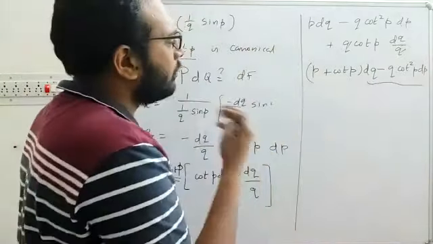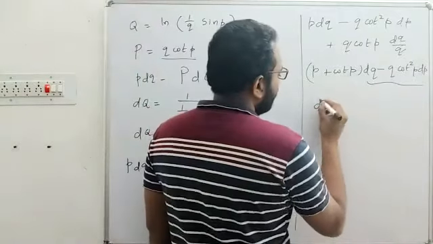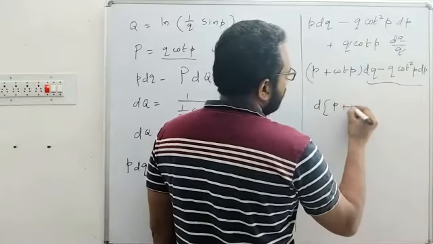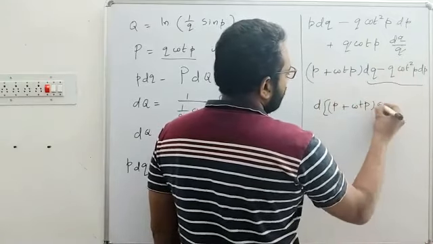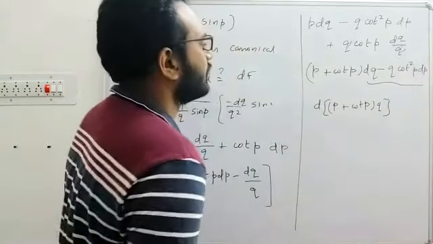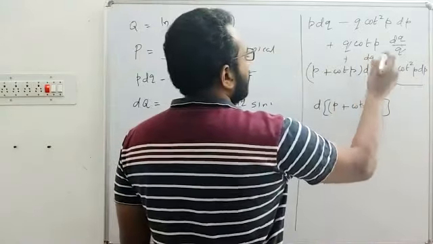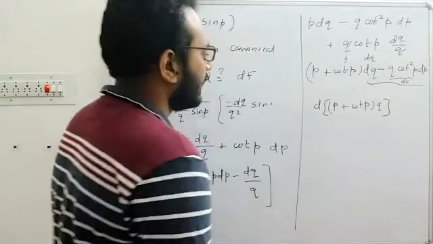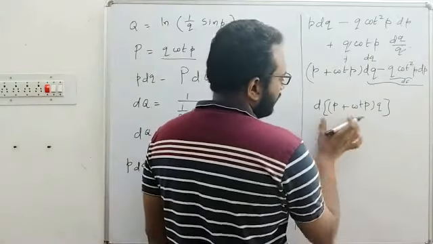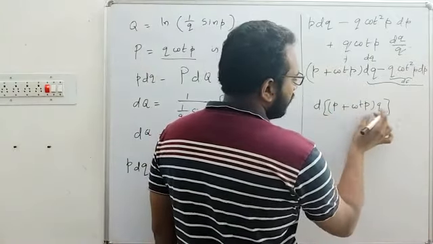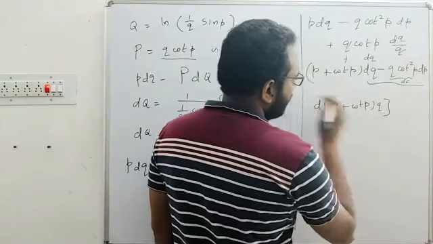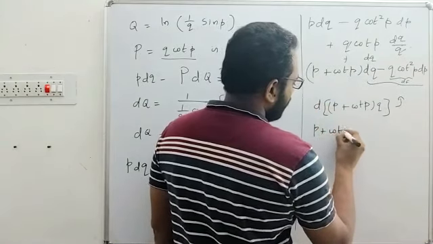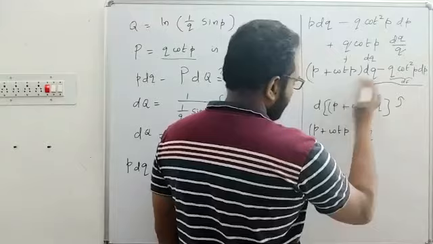It may not be really obvious, but we can always try this. We take d of this thing multiplied by q. This is a good thing to try. This is f dq, so the question is whether this is df. If this is df, then we have got the correct answer. So let's check whether this is true. If we take d of p plus cot p times q, do we get back this? The first term becomes p plus cot p dq. We got back the first term.